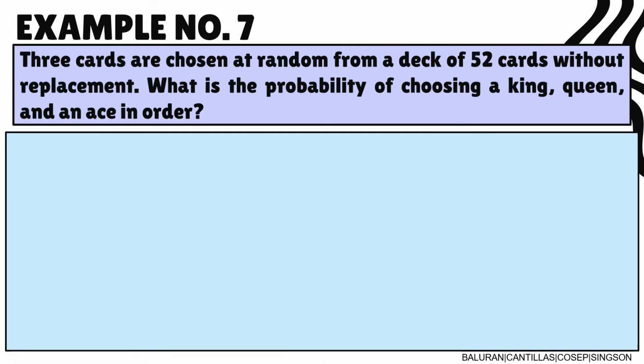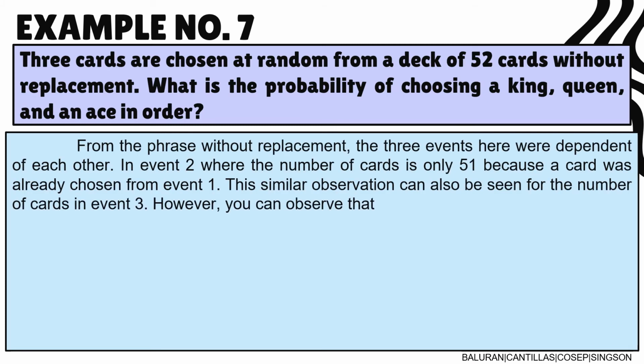Another example: 3 cards are chosen at random from a deck of 52 cards without replacement. What is the probability of choosing a king, queen, and an ace in order? From the phrase without replacement, the 3 events here are dependent on each other. In event 2, the number of cards is only 51, because a card was already chosen in event 1. This similar observation can also be seen for the number of cards in event 3.